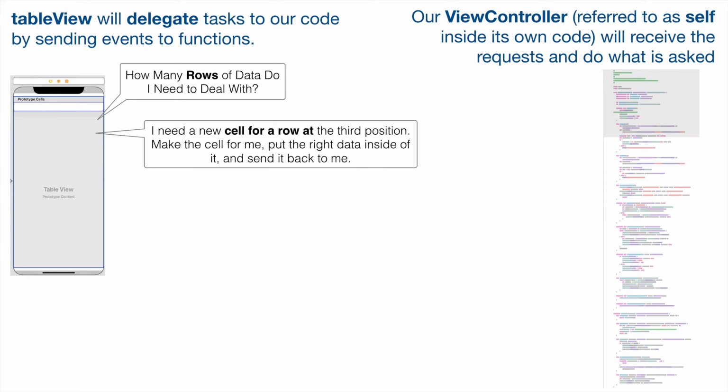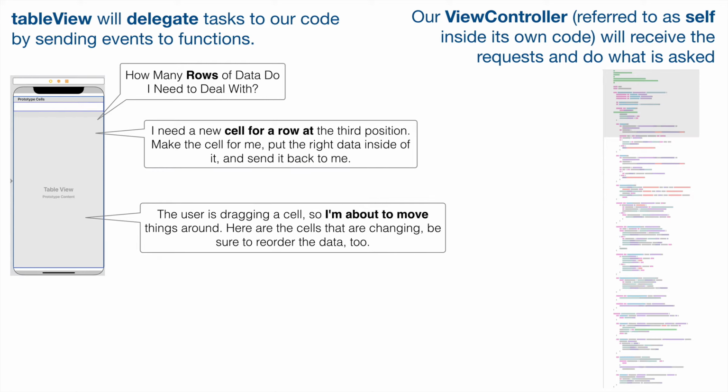Or in another example, the table view might send a message over to our code that says, hey, I'm about to move a cell. I'm going to let you know where I'm rearranging my cell so that you can rearrange the data that's supposed to be inside the cell, and we'll be in sync.